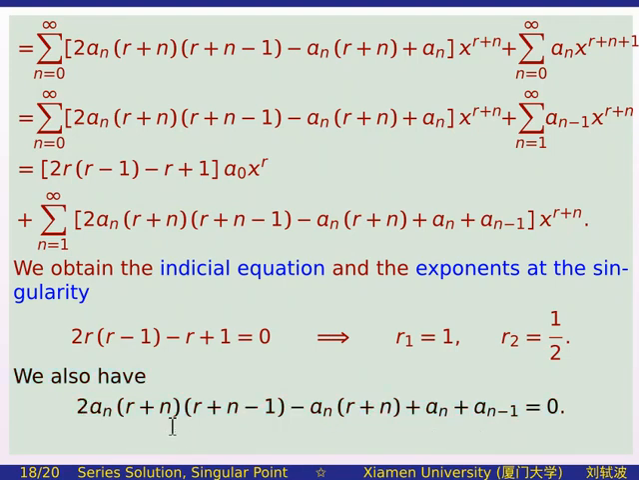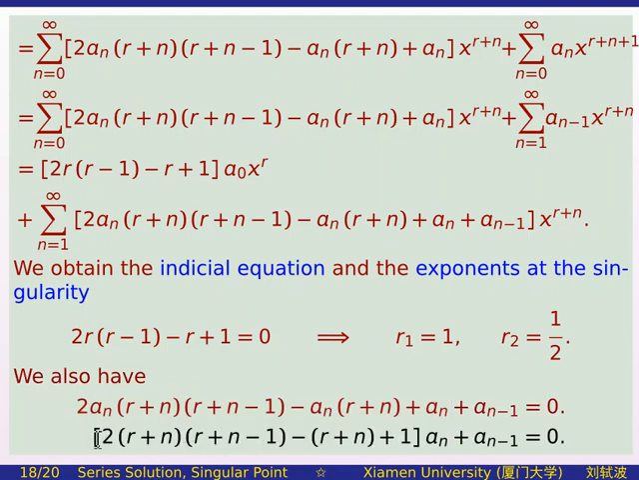So how to simplify? The first three terms have an a_n. We take the common a_n out and simplify the remaining coefficients. And then it is this, and plus a_(n-1) is 0. So for r equal to 1 and r equal to a half, using this recurrence relation to determine the corresponding a_n. Having determined r and a_n, you obtain the solution of our ODE.